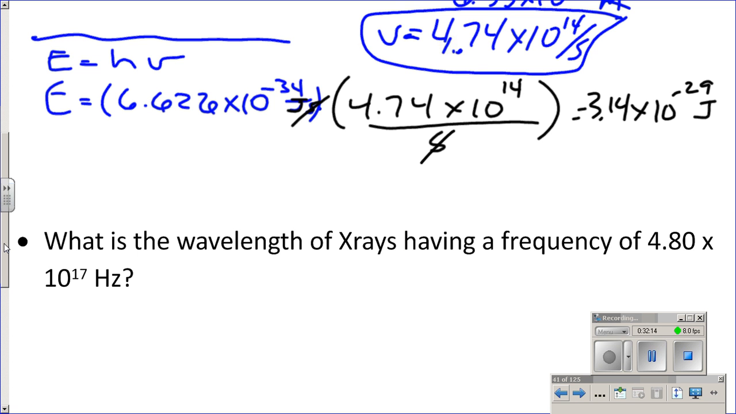3.14 to the negative 19. 10 to the negative 19. Oh, yeah, that is 19. I'm thinking 40, 34. There we go. Negative 19. Thank you. So it seems as if it's a little bit of energy, but we're talking about one photon here, so that's pretty reasonable.